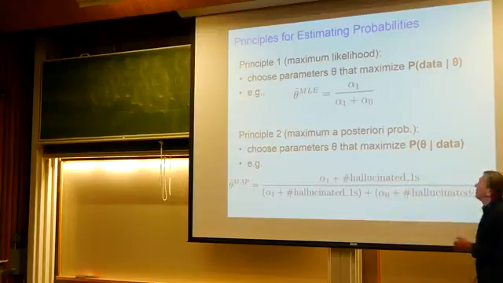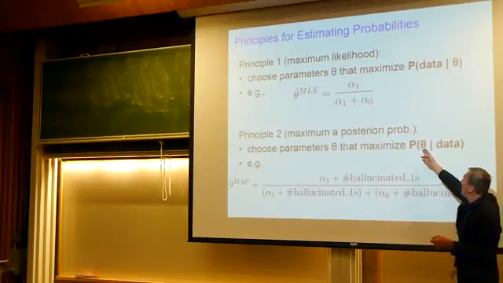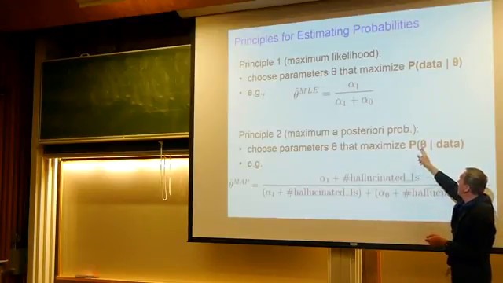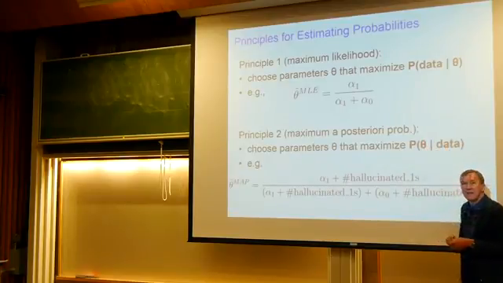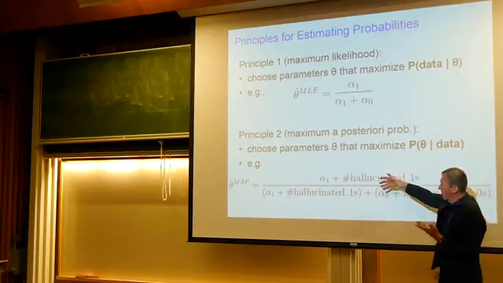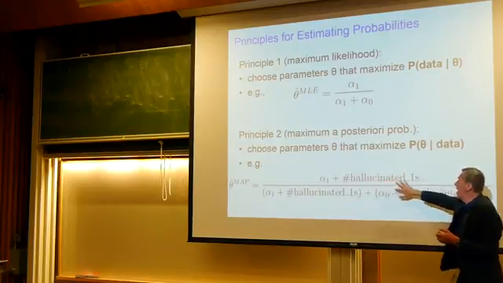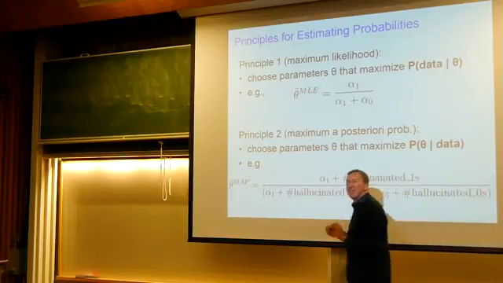A second principle is to say, well, if we have some prior knowledge, then we can instead pick the parameter that maximizes the probability of theta given the data and our priors. And if we do that in the case of the coin flip, we get exactly this formula.